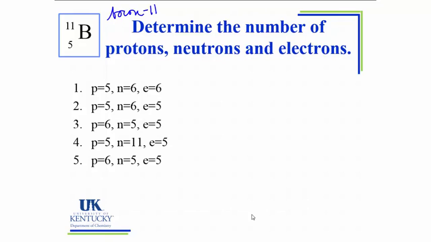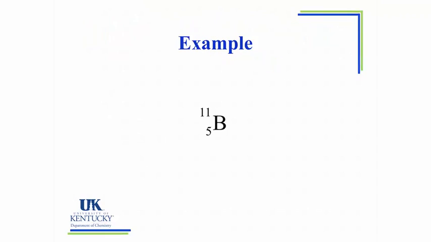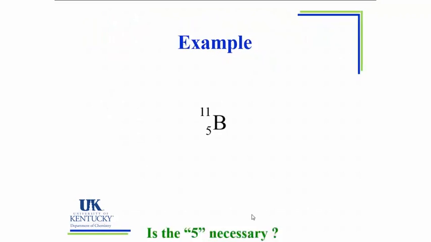So that's what you say when you see something like that. And you should stop and determine the number of protons, neutrons, and electrons in an atom of boron-11. Okay, did you say 5 protons? That comes from this number. Did you say 6 neutrons? 6 neutrons is 11 minus 5. And the number of electrons has to be the same as the number of protons, so that's the right answer.